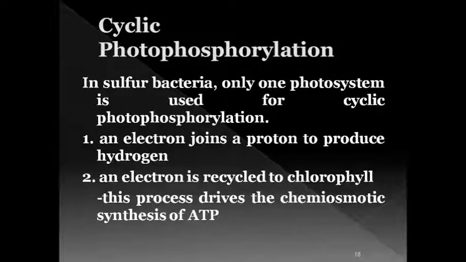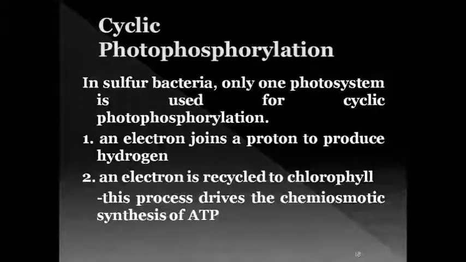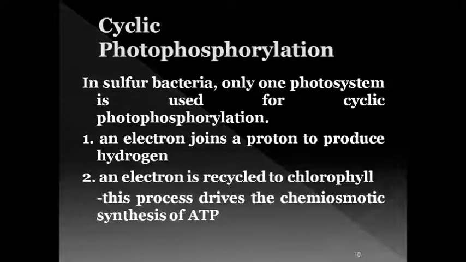Cyclic photophosphorylation. It is found in sulfur bacteria, and in sulfur bacteria only one photosystem is operated. Electrons and protons are released during the reaction and the electron is recycled to the same chlorophyll.